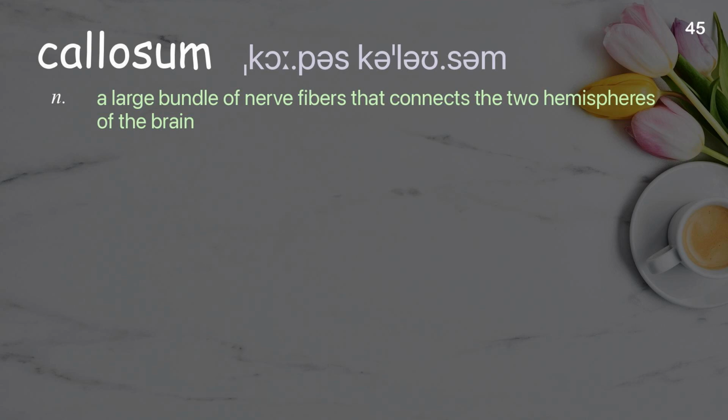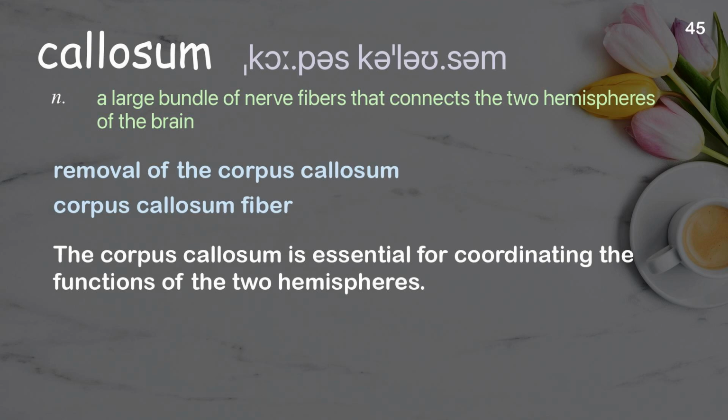Callosum: a large bundle of nerve fibers that connects the two hemispheres of the brain. Examples: removal of the corpus callosum, corpus callosum fiber. The corpus callosum is essential for coordinating the functions of the two hemispheres.